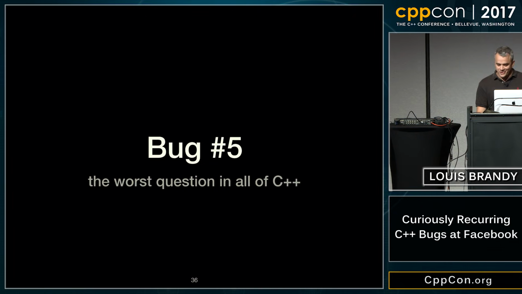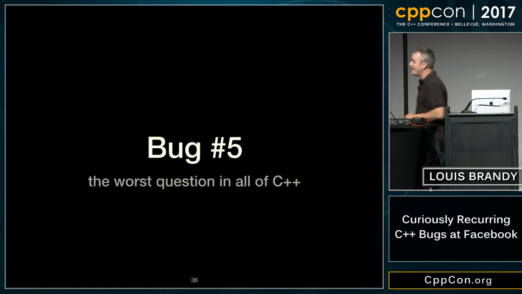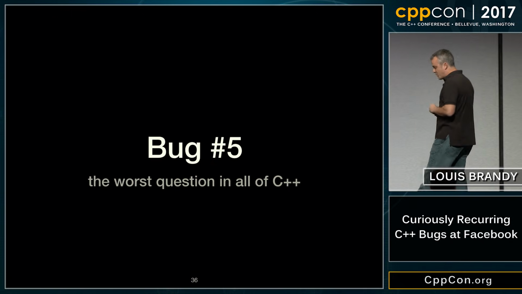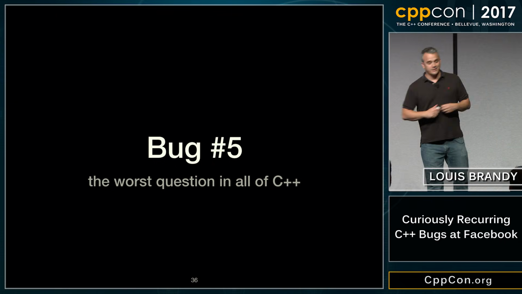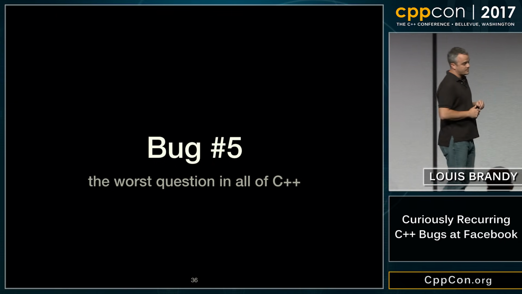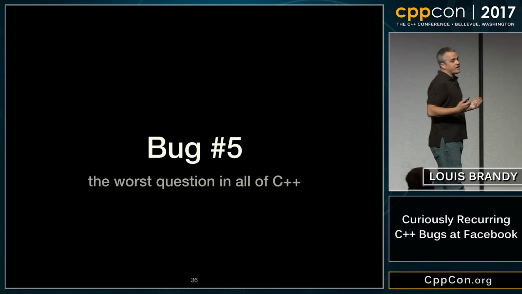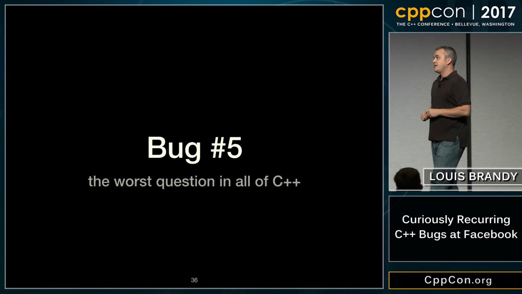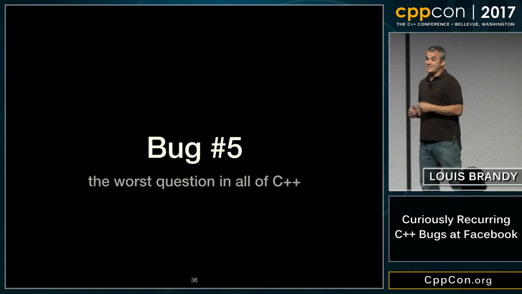This is the worst question in all of C++. This is the one that makes my blood run cold. The way this usually works is someone posts in our internal group. They tell a story. The story's always the same. It goes like this. We've been having an intermittent crash for like a month. It's really hard to reproduce. I can't reproduce it. What we've ended up having to do is bisect it in production.